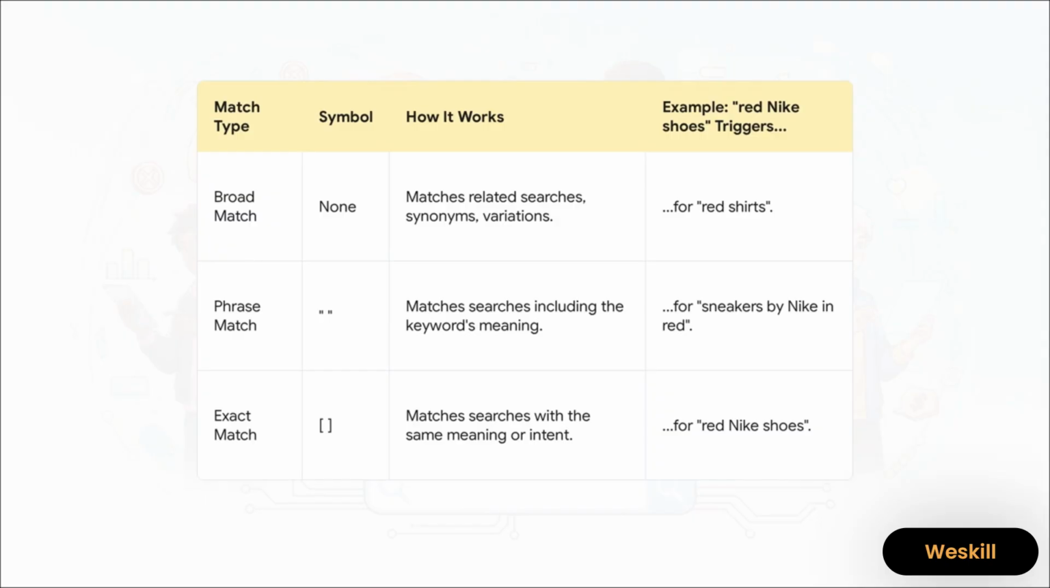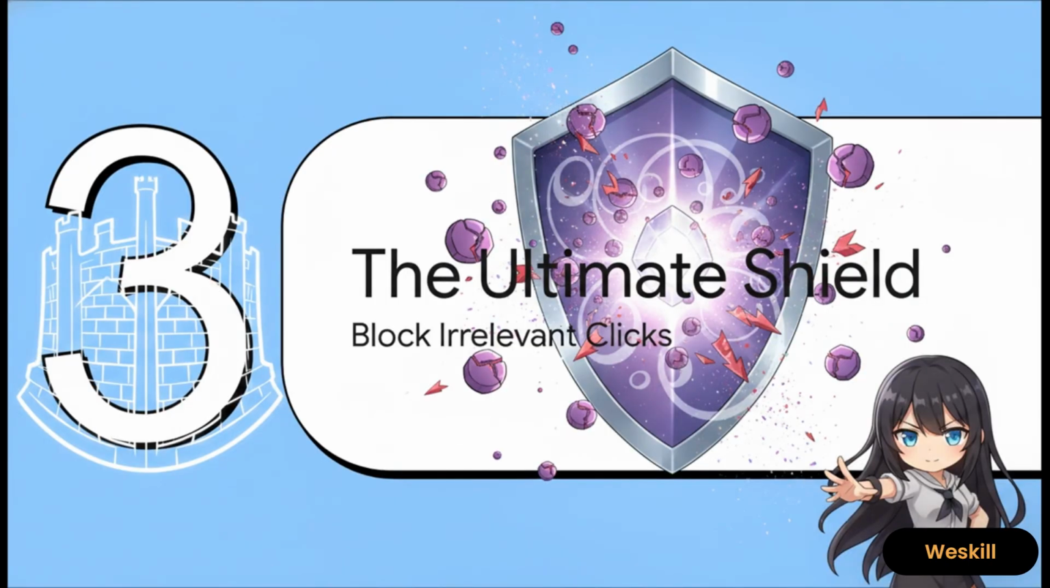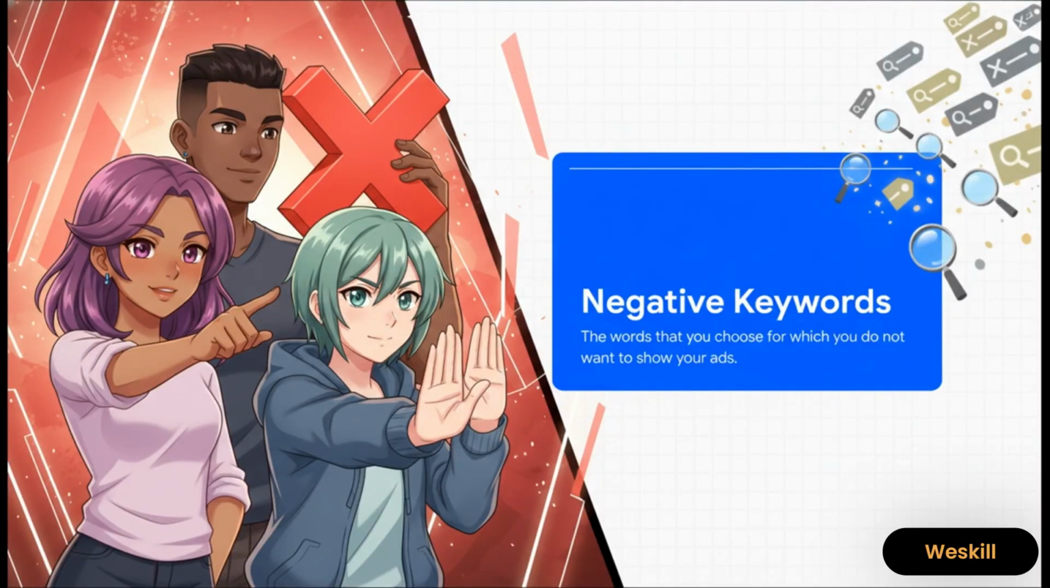Okay, so we've talked about catching the right kind of traffic. But what if you want to go on the defense? What if you want to build a fortress around your budget and just actively block the bad clicks from ever happening? Well, that's where your ultimate shield comes into play. And that brings us to this incredibly powerful tool: negative keywords. Seriously, think of this as your do not show list. You are explicitly telling Google, look, if a person's search includes this word, I don't care what else they type, under no circumstances do you show them my ad. It is the single most powerful way to stop wasting money, period.